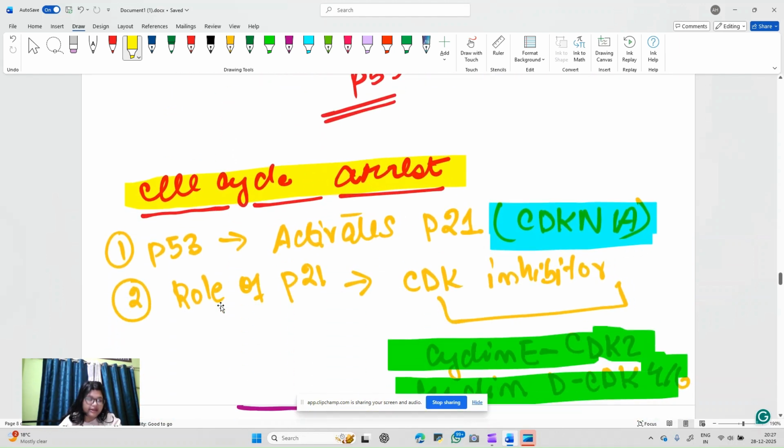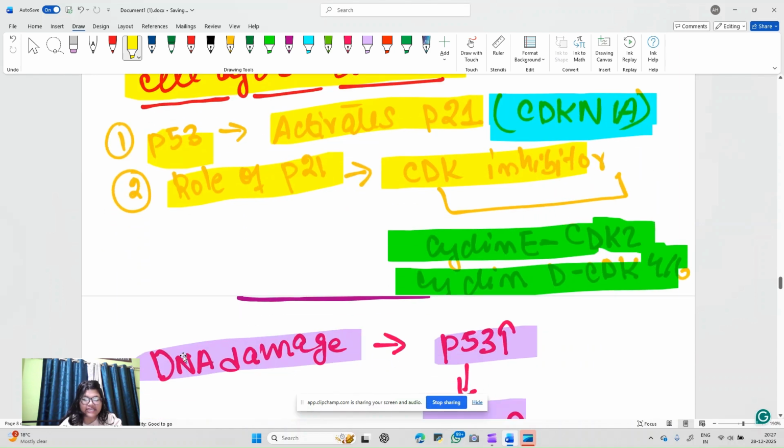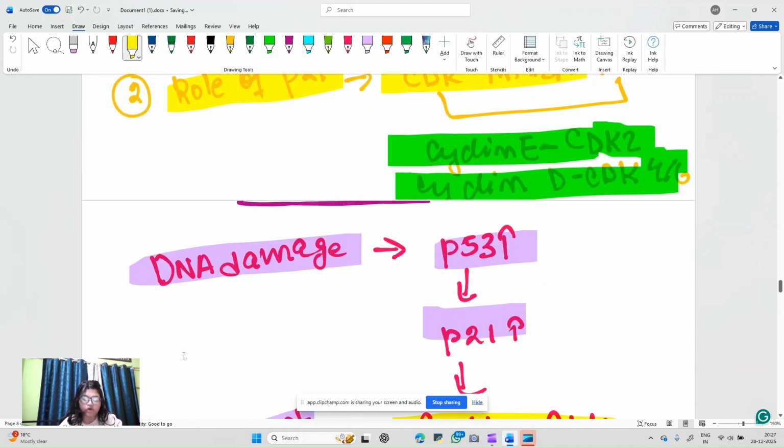Cell cycle arrest. So we will study about cell cycle arrest, how the cell cycle stops. P53 activates P21, which is a CDK inhibitor. The role of P21 is as a CDK inhibitor. Then we have cyclin E, CDK2, and cyclin D, CDK4/6.